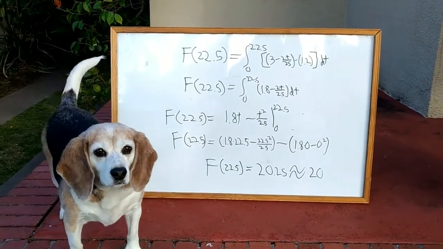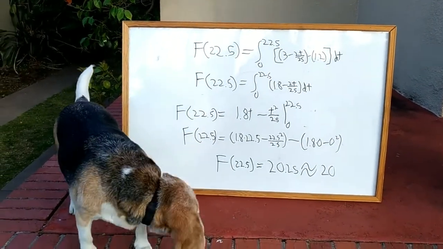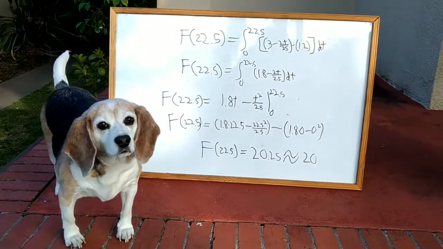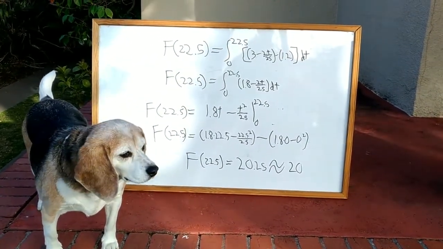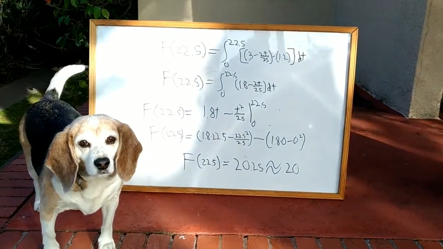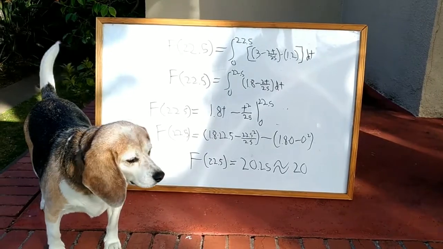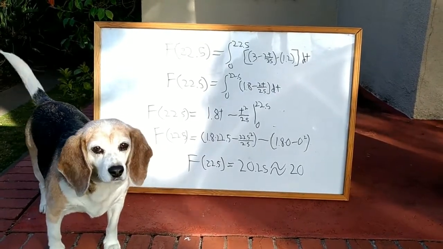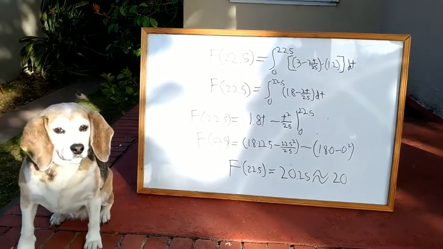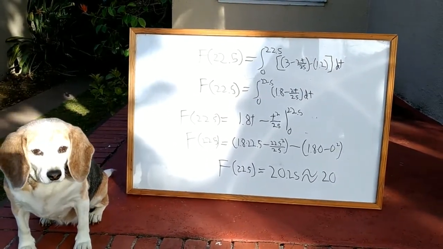Now, in order to find the maximum value of the amount of kibble, or rather how much kibble there was at time 22.5, we must first take the antiderivative of the equation for the rate of change, and then evaluate that between time 0 and 22.5, and what we end up with is about 20 pieces of kibble at the maximum time.